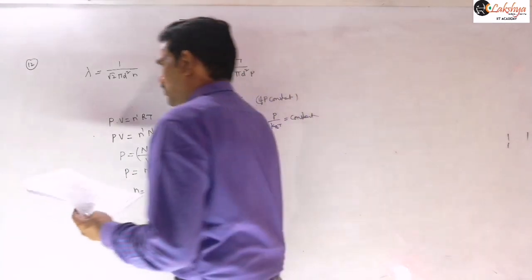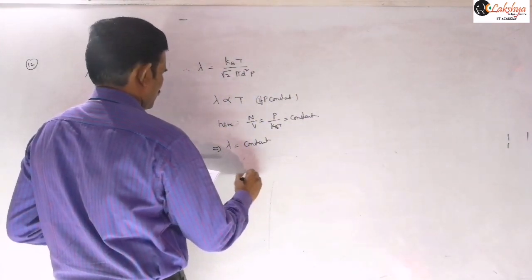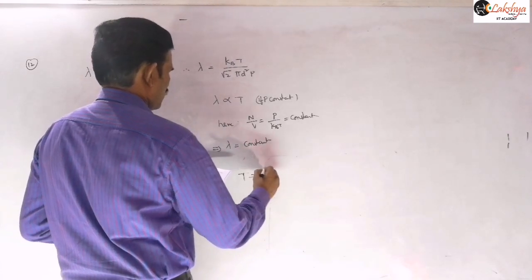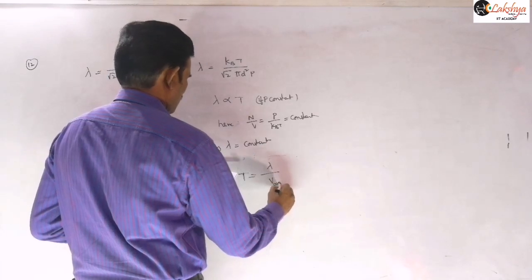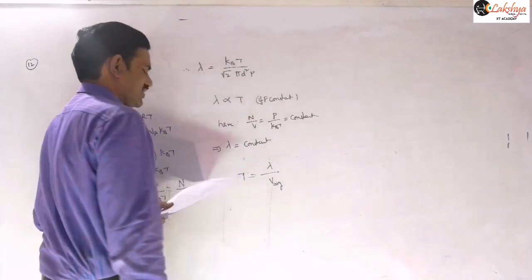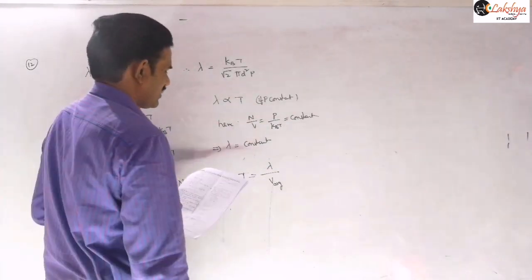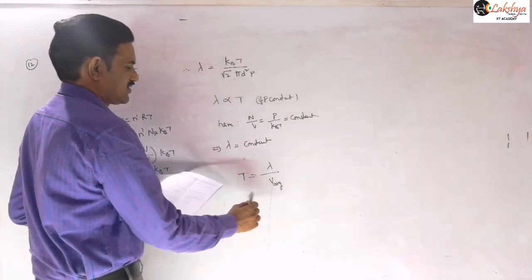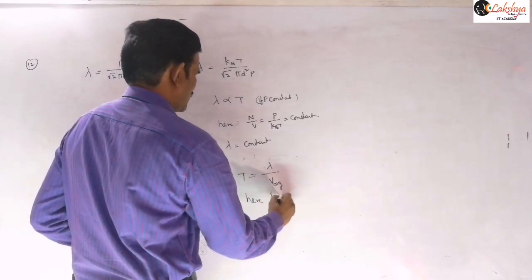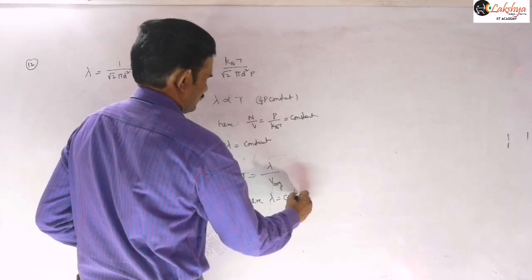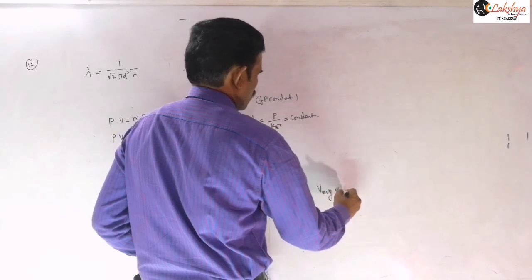And next, the time of collision they are asking here. The time of collision we can write as lambda by the average velocity of these molecules, the average time. And we know that here the condition is lambda is constant, and V average is directly proportional to root T.